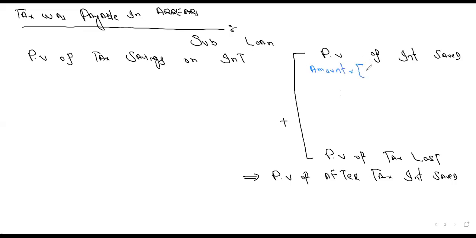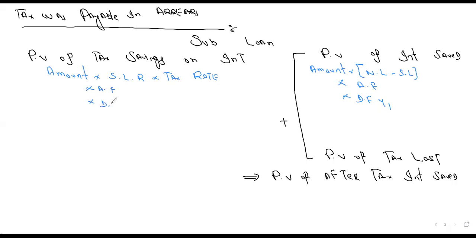Amount, normal loan minus subsidized loan, then multiply by annuity factor, multiply by discount factor of year one. And here, amount into subsidized loan rate into tax rate, annuity factor, discount factor of year one.